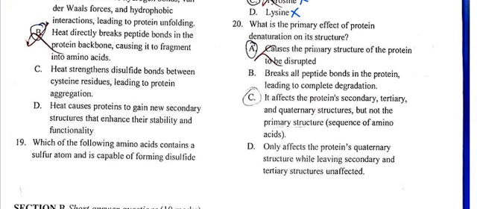What is the primary effect of protein denaturing on its structure? So of course another question repeated. It causes the primary structure of protein to be disrupted. They're saying that is A. Breaks all peptide bonds in the protein, leading to complete degradation. It affects the protein secondary, tertiary, and quaternary structures, but not the primary structure. So that is the correct answer.